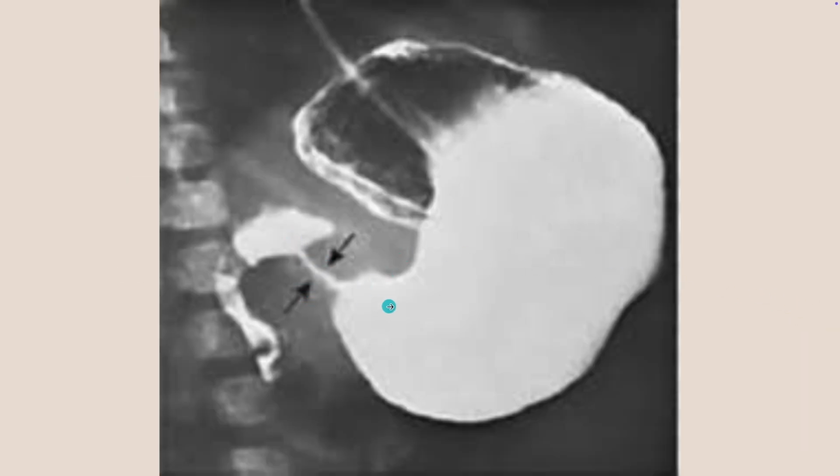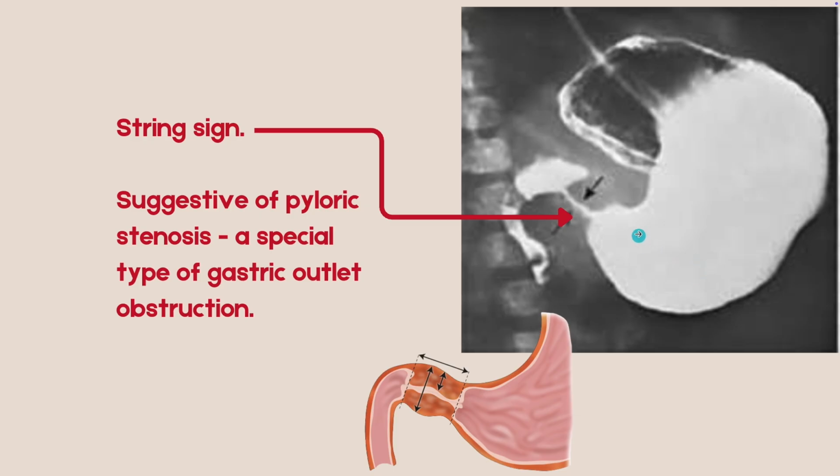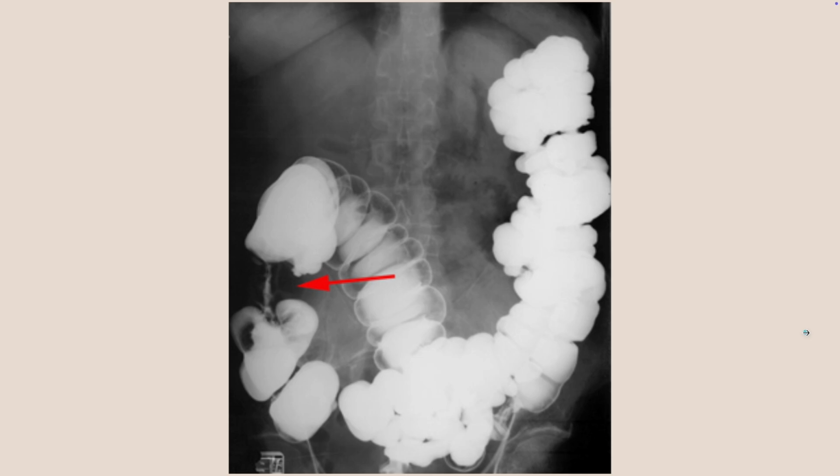Okay, so you see this little string between the stomach and the first or second part of the duodenum. This is called the string sign. And this is suggestive of a pyloric stenosis. This is also a gastric outlet obstruction. But yeah, this can also cause gastric outlet obstruction like symptoms.